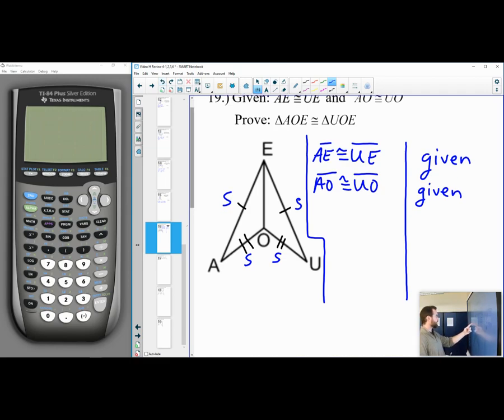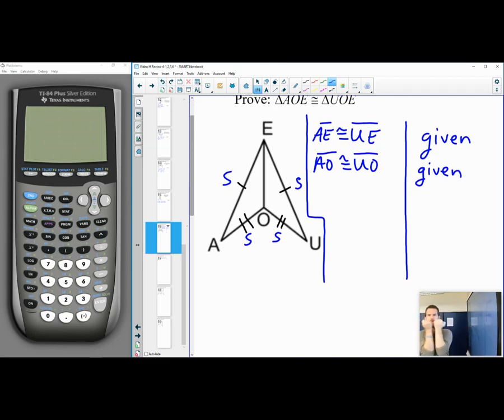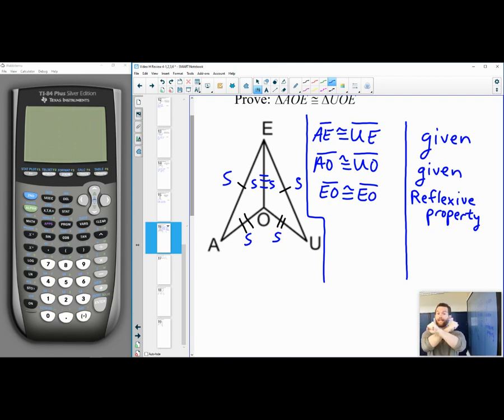So let's see. There's got to be something we can add in. And I see it. The triangles are sharing a side. So we can add that in both triangles. We can say segment EO is congruent to segment EO by the reflexive property. Anytime we're saying something is congruent to itself, that's the reflexive property. That's something you really want to be on the lookout for in this chapter. If two triangles are sharing a side, think, oh, that's a good time to use the reflexive property. Just like whenever we see an X and we think vertical angles, same thing.